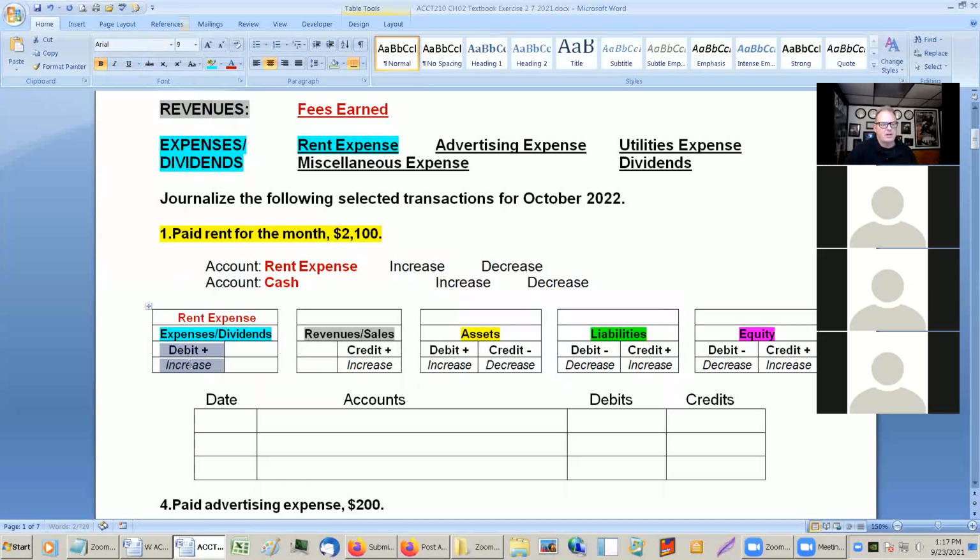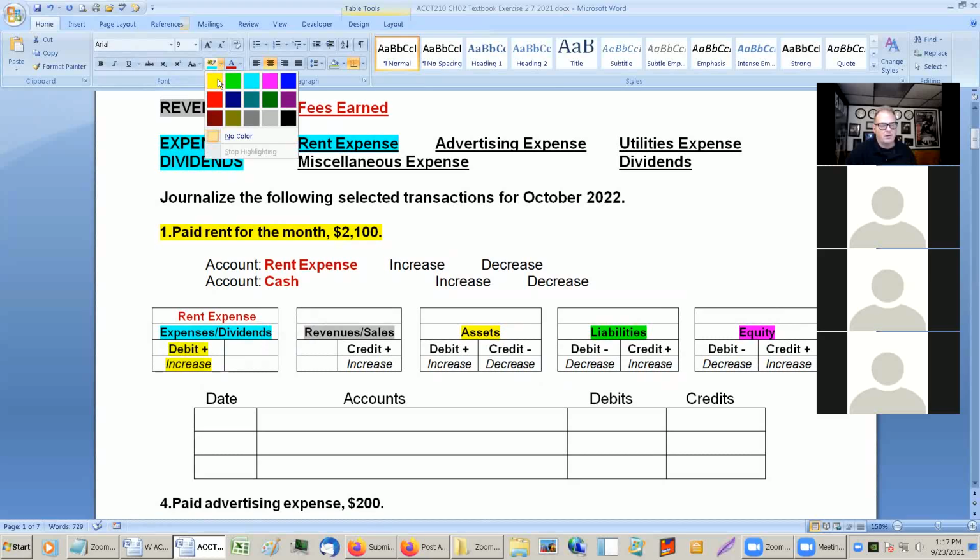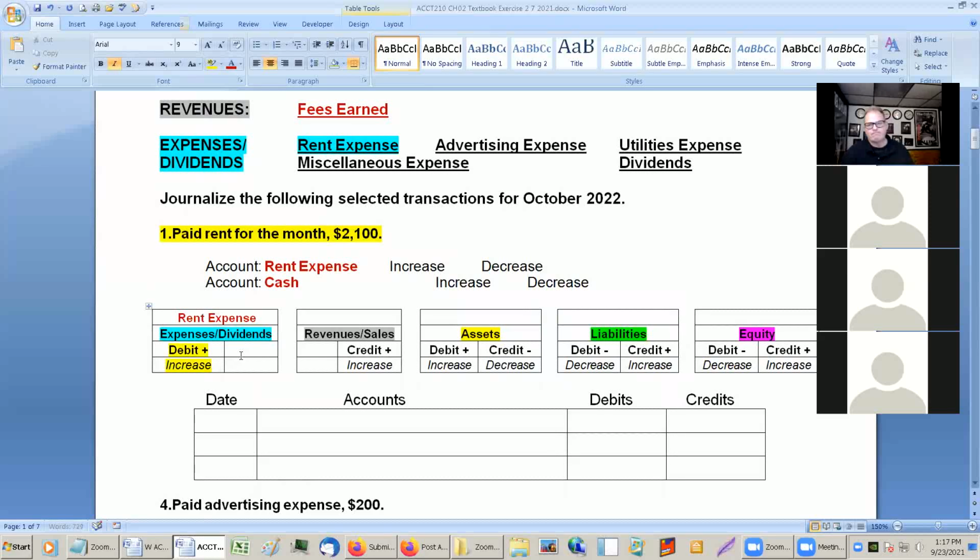And the good thing about these is they always go up. So does rent expense go down or up? It always goes up. Does it go up if you're paying down the rent?